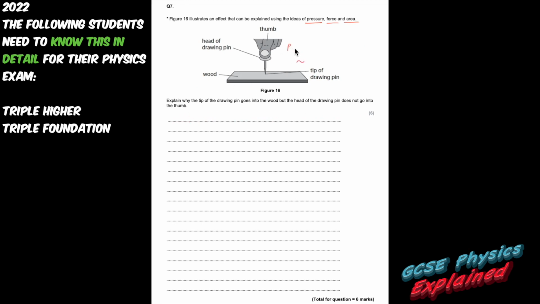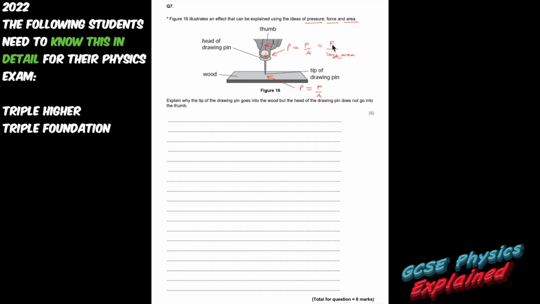Right, let's have a look at the pressure here. Pressure equals force over area, right there. And here, pressure equals force over area. Now the force is going to be the same in each case, because this person is providing the force going downwards. So the force here will be the same as the force there. However, you can see at the head of the drawing pin, it's a large area. If you divide a number by a big number, you'll end up getting a small number. So what we've got is a small pressure.